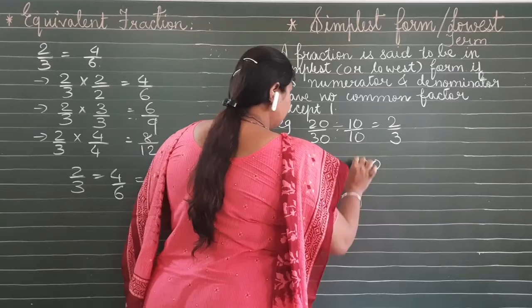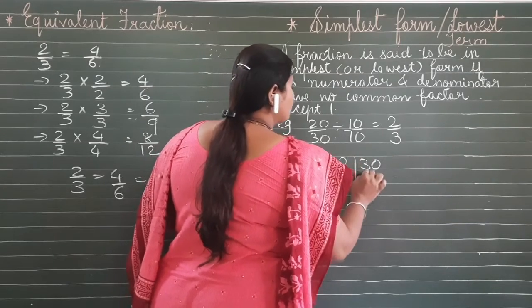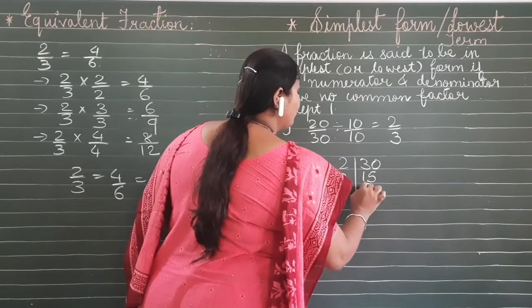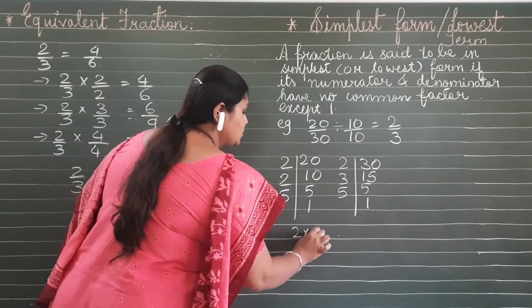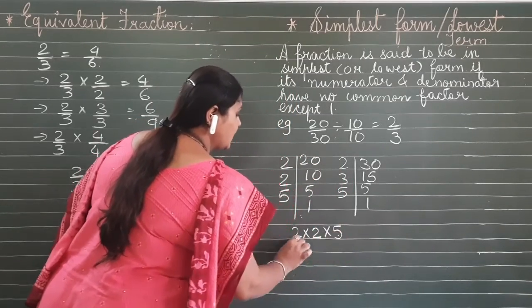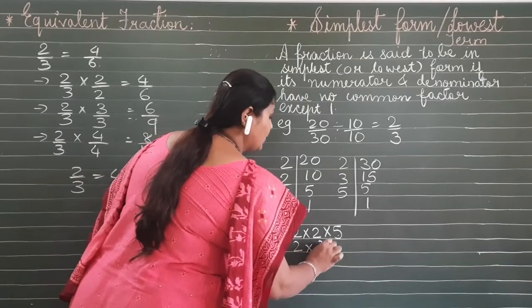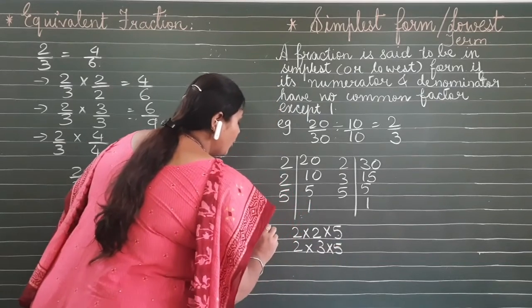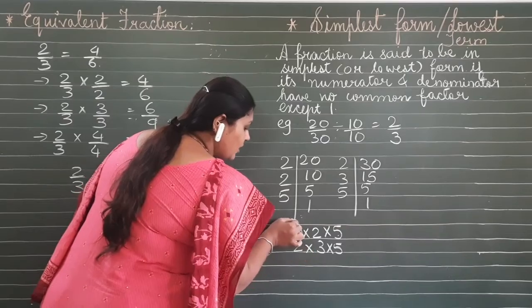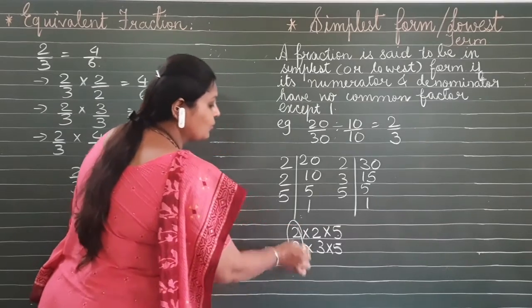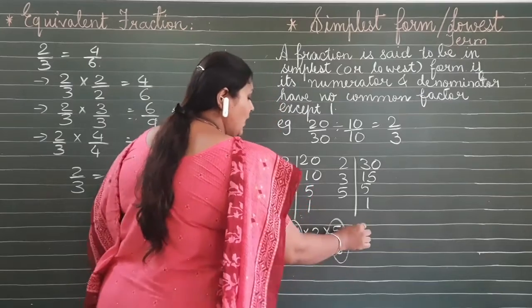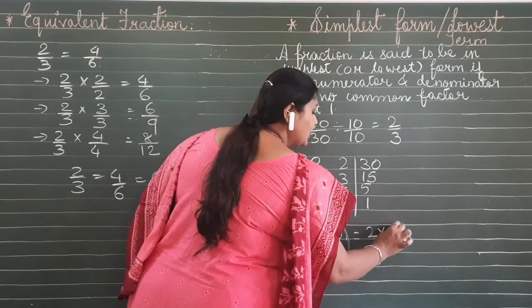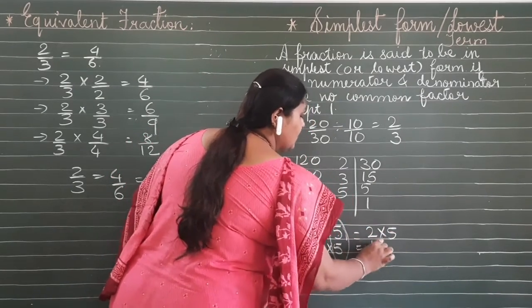For 30, it's 2, 15, 3, 5s are 5, 1s are. Now 2 into 2 into 5, same way 2 into 3 into 5. Now common factors are 2, 2 and 5, 5. So HCF will be 2 into 5, 10.